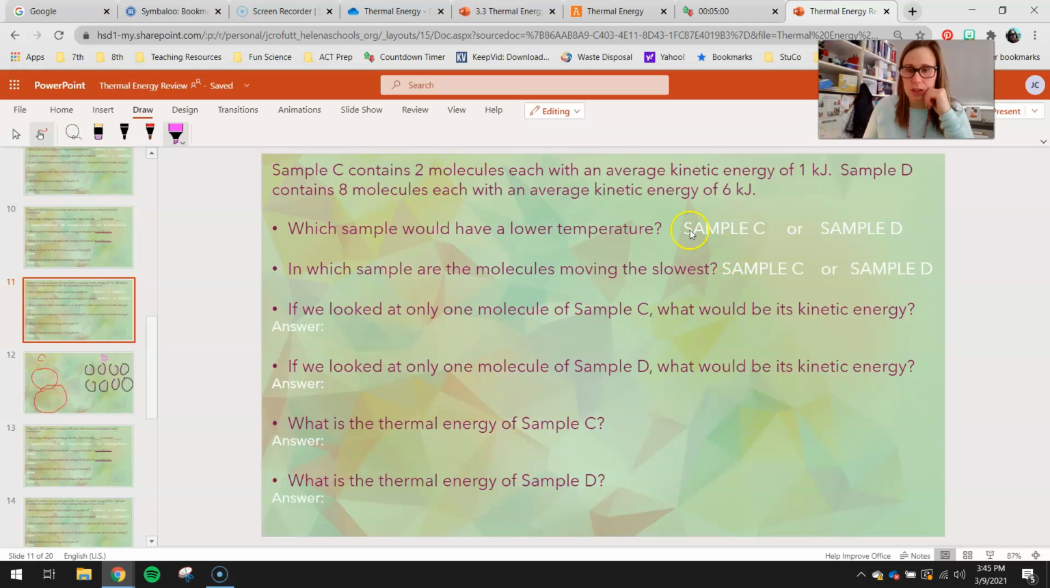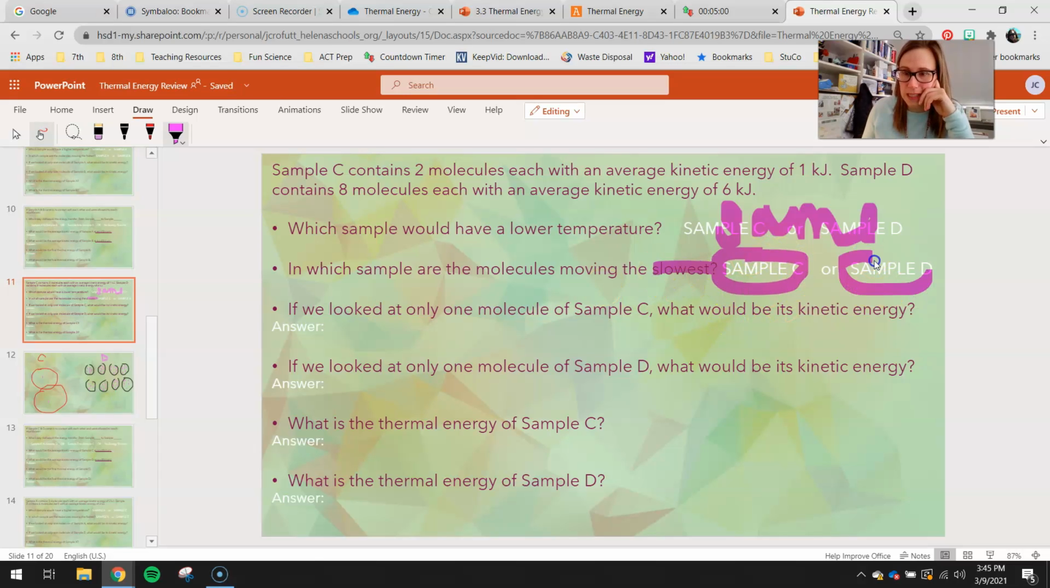Okay, you will either circle sample C or sample D, or secret option number 3, they're the same. If you decide that they are the same, just write same right over top of your answer. Okay? Which sample, where are the molecules moving the slowest? Again, you're either going to circle sample C or sample D, or if they're the same, you would just go ahead and write the same right there.